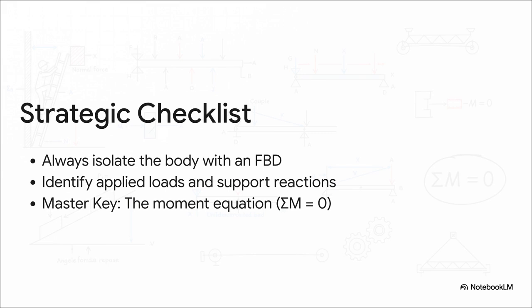As we wrap up the core concepts of this explainer, I seriously want you to mentally screenshot this strategic checklist for rigid body equilibrium. Number 1, always start by isolating the body with an FBD. Next, identify all applied loads and support reactions clearly on your drawing. And finally, remember the master key, the moment equation. Setting the sum of moments to 0 is so incredibly powerful. By cleverly choosing the point where you calculate your moments, like, say, dropping it right on top of a support with unknown forces, you instantly eliminate those unknowns from your math, cracking the whole problem wide open.